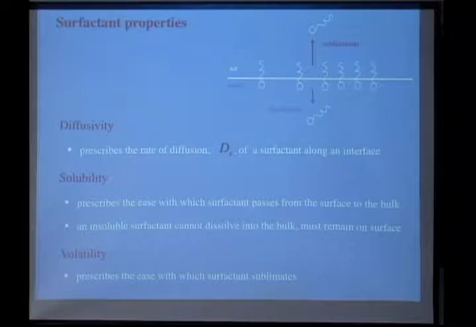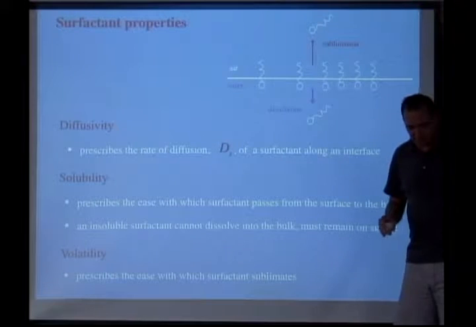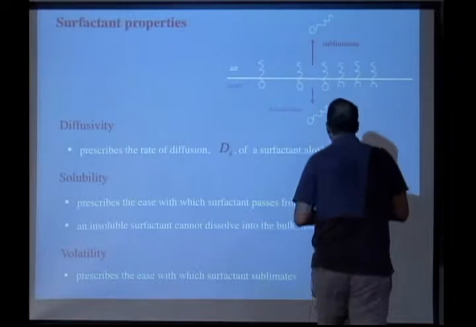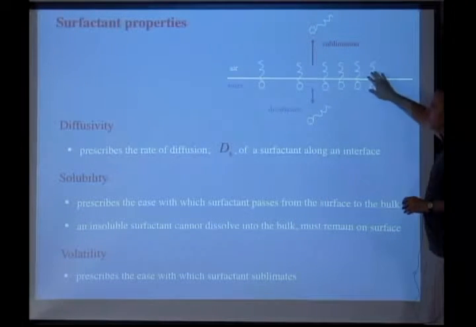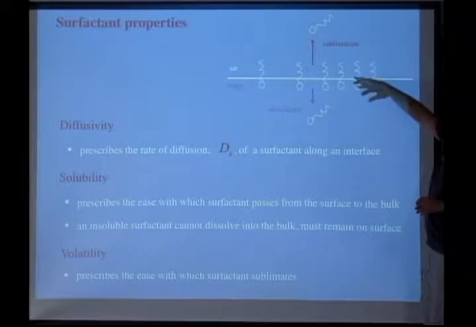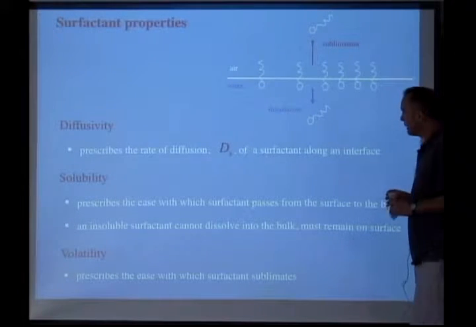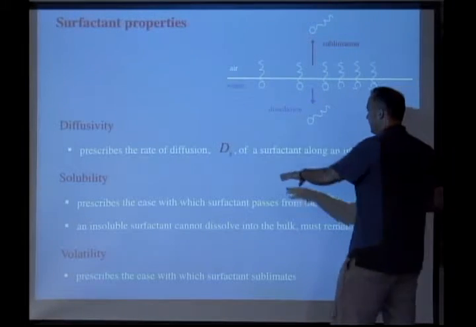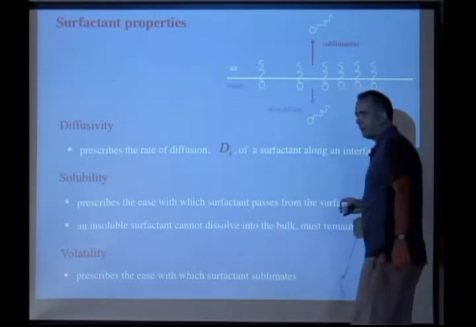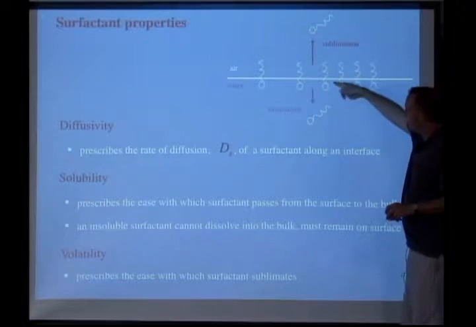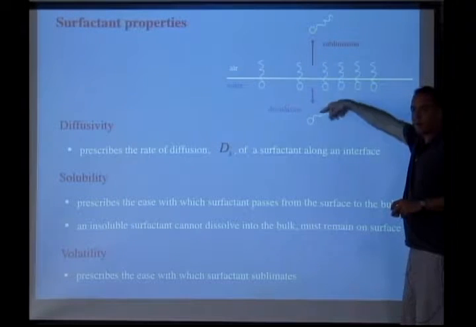So how do we characterize them, and how can we describe surfactant-laden interfaces analytically? So first off, what are their properties? We've seen that they can exist in the bulk or also at the interface. Some surfactants can also sublimate, that is to say they can pass into the gaseous phase. And the rate at which these things diffuse along the surface is prescribed by the surface diffusivity. There's also the solubility, that's the ease with which they pass from the bulk to the interface.